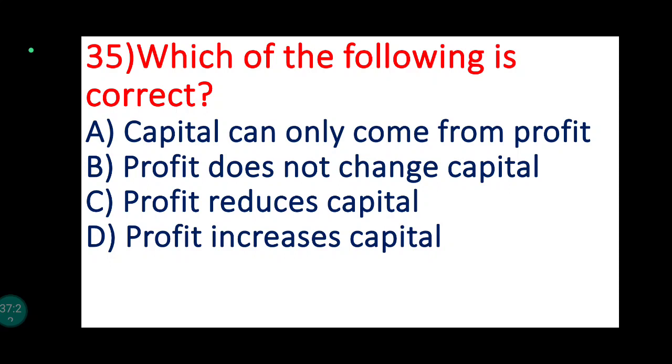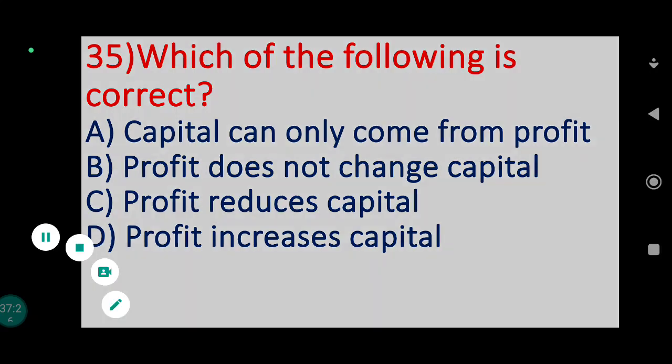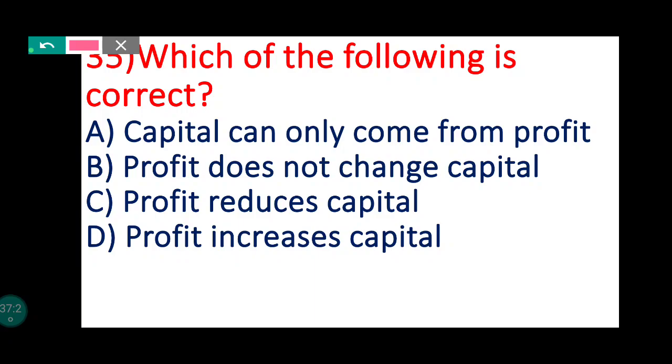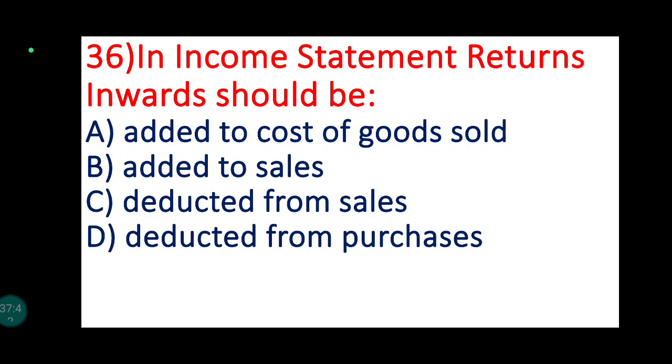Which of the following is correct? 35. Which of the following is correct? So answer is D, that profit increases capital. This is correct. Other is given like profit reduce capital. No. Profit does not change capital. No. Capital can only come from profit. No. So answer is profit increases capital.